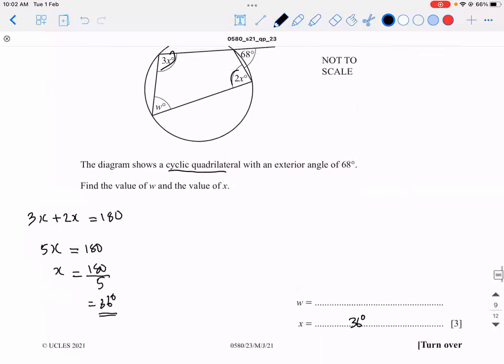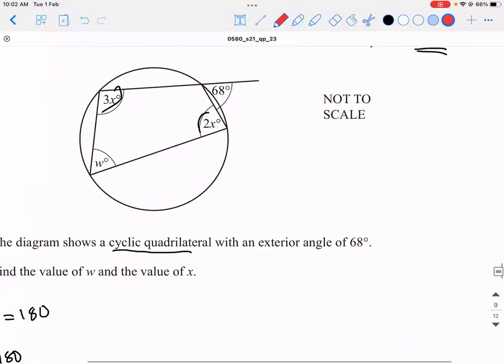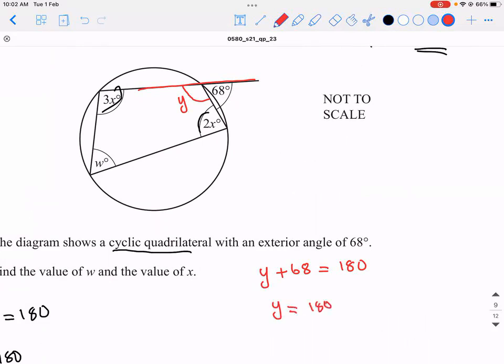Then you might be wondering how to find the value of w. First of all, you find this interior angle. How will we find this interior angle? Let this angle be y. So we can say that y plus 68 is going to be 180, angles in a line add up to 180. Therefore, y is equal to 180 minus 68. So what will be our answer for y? 180 minus 68 will be equal to what?